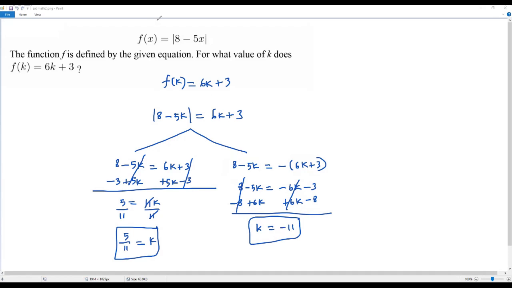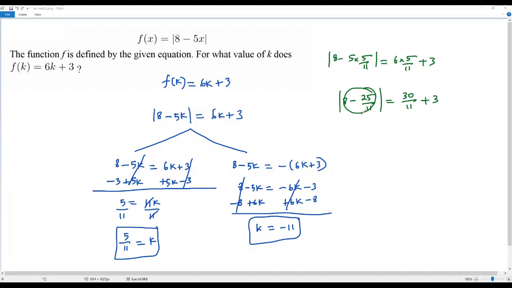Now we have to verify both solutions we got. How do we verify? We plug both values of k into the equation. First, let me plug in 5/11 for k. Then I'm getting |8 - 5 times 5/11| = 6 times 5/11 + 3. Here 5 times 5 is 25, so we get 25/11, and on the right side, 6 times 5 is 30, so 30/11 + 3.